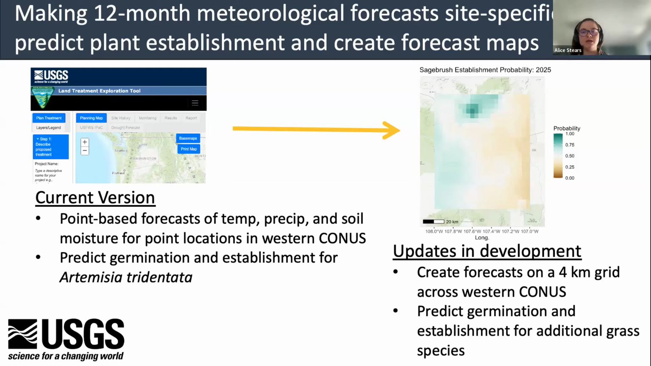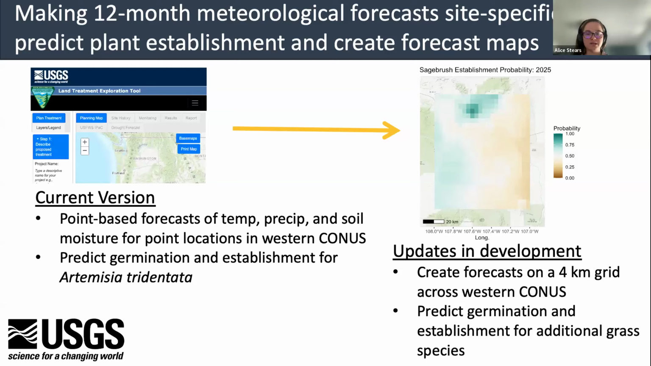So currently, the results from a version of this forecast process are live online as part of the land treatment exploration tool. Users can select a location anywhere in the Western continental United States, and the tool will generate temporal forecasts of temperature, precip, soil moisture for the next 12 months with uncertainty, and then also display the probability of germination and establishment for big sagebrush.